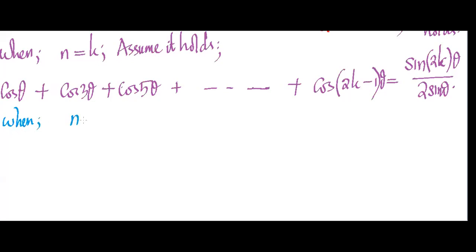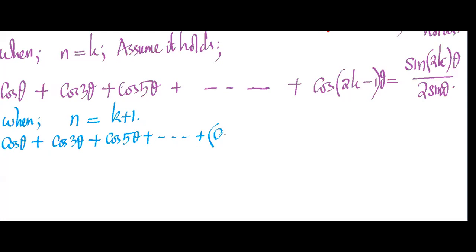When n is equal to k plus 1, what will our sum be? Cos theta plus cos 3 theta plus cos 5 theta plus, it will progress up to the nth term. I want someone to give me the term after this one. What will be the nth term at k plus 1?